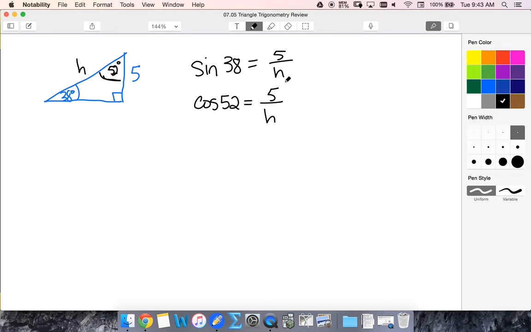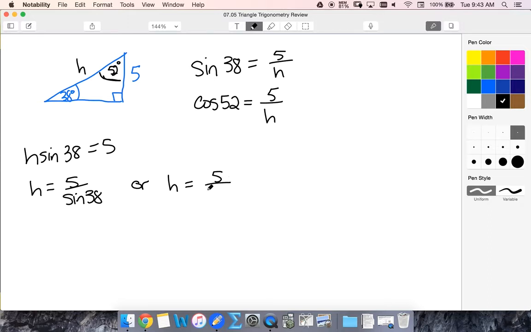So let's solve the first one. Multiply h to the other side. Solve for the h. Or I could have used the cosine relationship. And those are all angle measures, always within sine and cosine. The input is an angle. So let's put those in our calculator and see if we get the same answer.